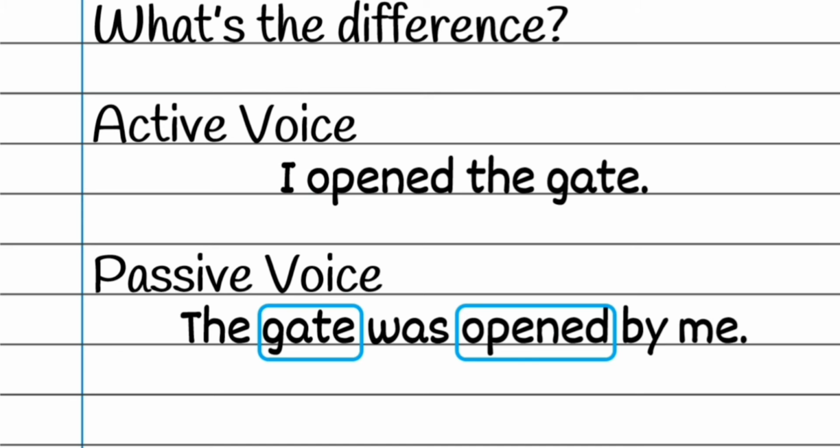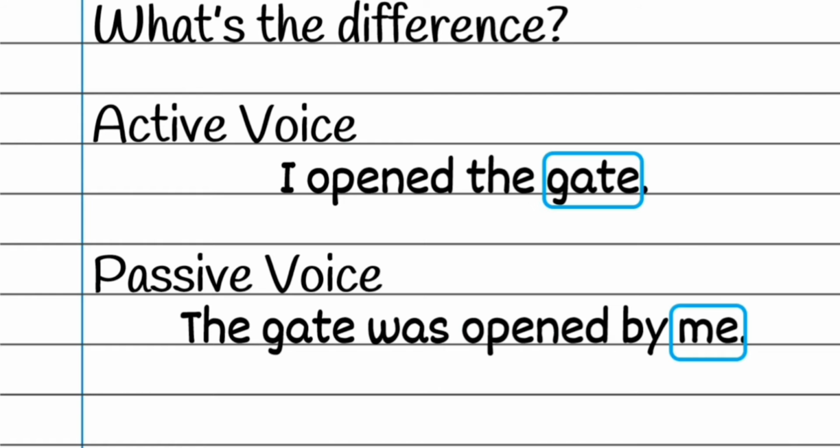Looking at the passive voice, however, the gate is your subject. That's the noun that comes before your verb, and it is not opening something. The gate is not doing the verb in your sentence. Okay, that's what makes it the passive voice. And both of the sentences have got the object. So why would you use the passive voice?